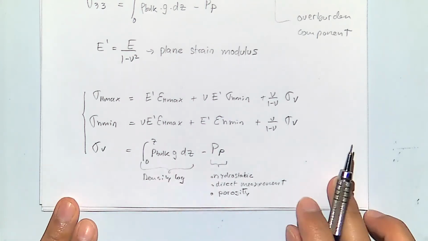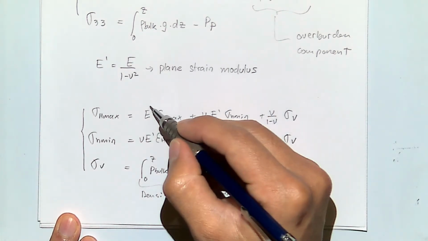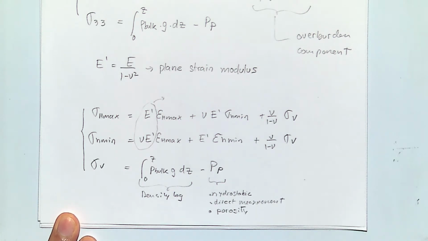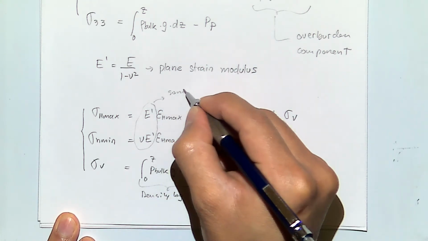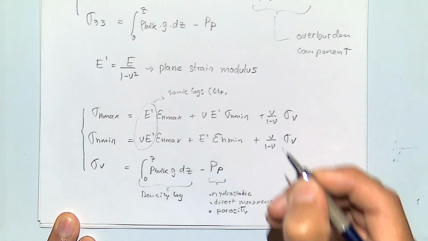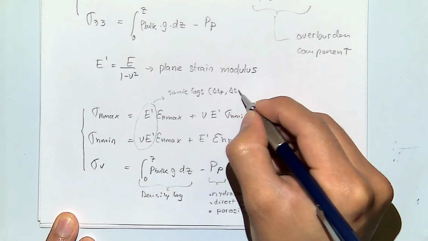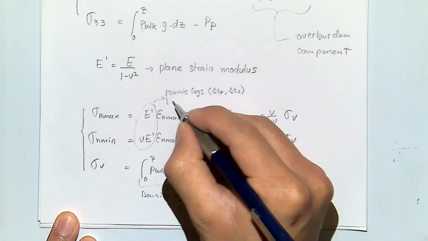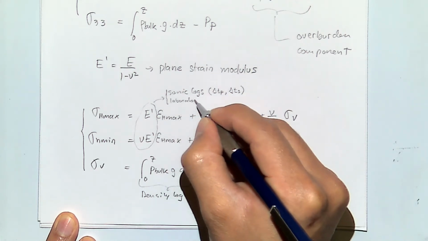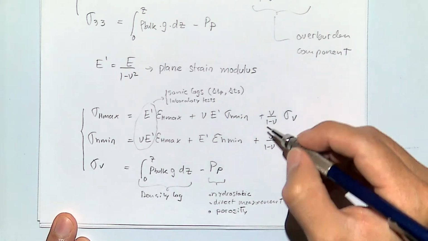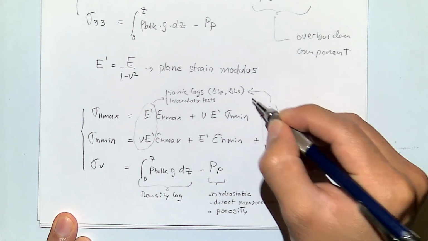Let's see how we get the other ones. The plane strain modulus and the Poisson ratio, you're going to get this from the sonic logs as a function of the slowness of the P wave and the slowness of the shear wave. And also you may complement that with some laboratory tests. So it looks like we have everything, right? So same Poisson ratio comes from there.